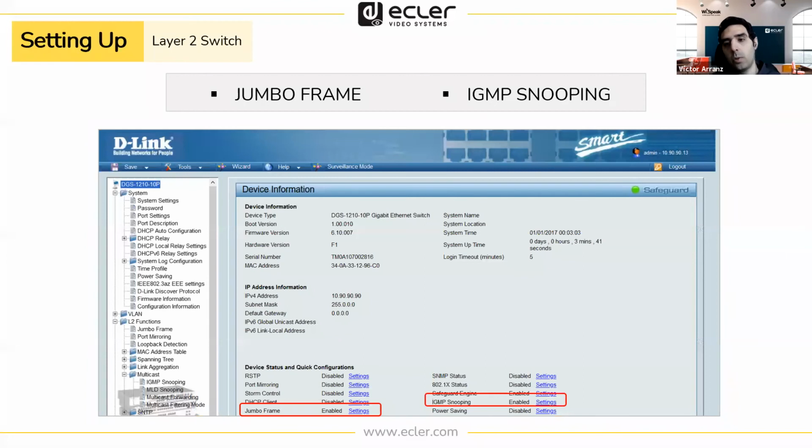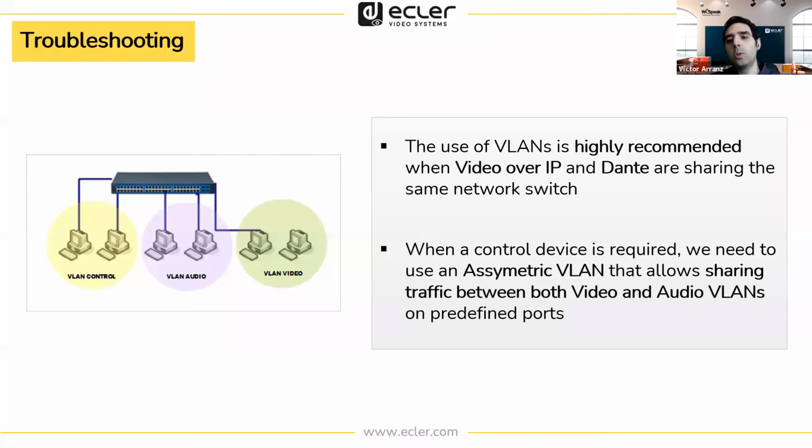Another thing we need to activate in a multicast kind of scenario is IGMP snooping. This is going to be very, very helpful in order to optimize traffic and to prevent some video drops. Okay, especially in those situations where video and Dante are sharing the same network switch. Okay, this is highly recommended.